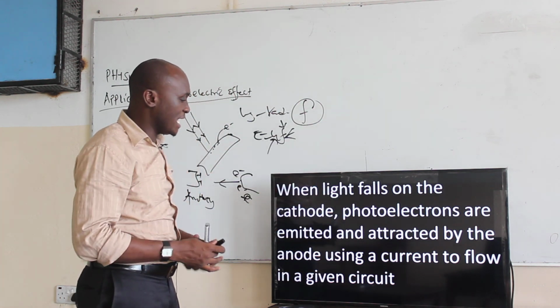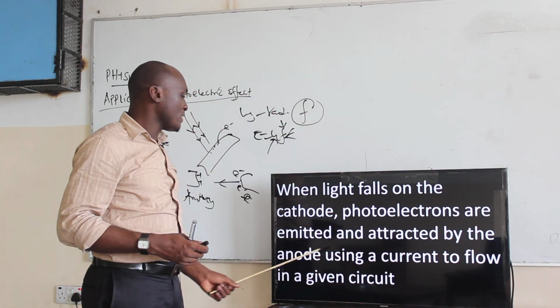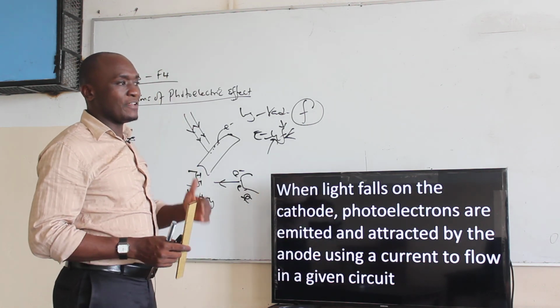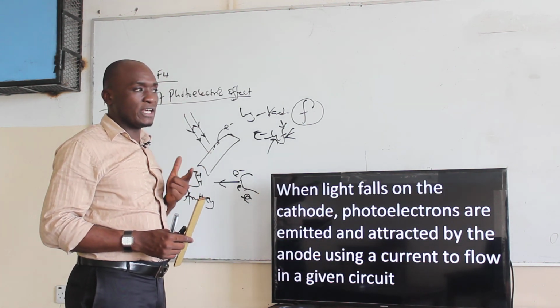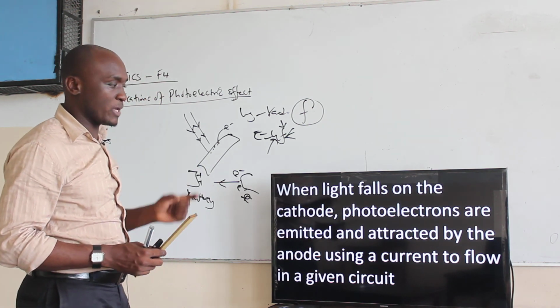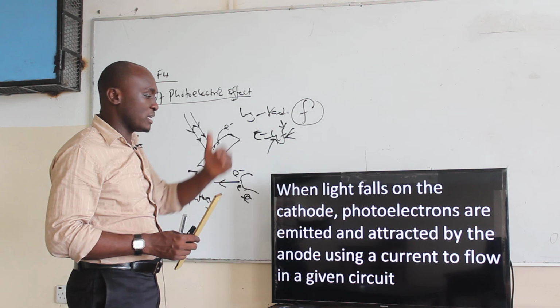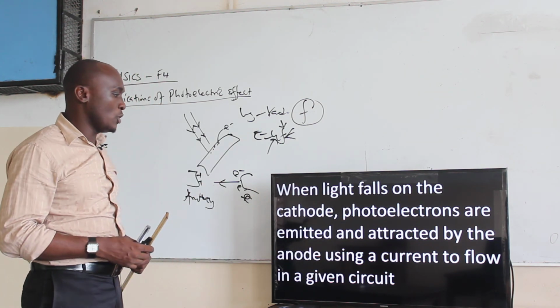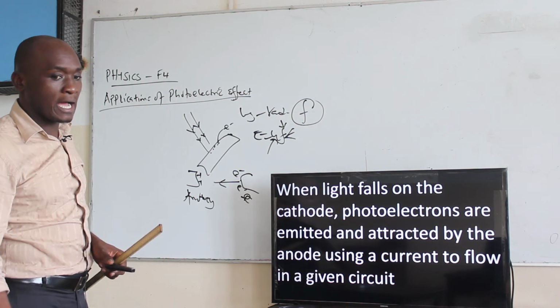That's why we are saying that these ones are attracted by the anode, causing a current to flow in a given circuit. Remember, when you are defining electric current, we are saying that this is electrons in motion. So the movement of electrons is the one that actually forms the current. Now in the next part of our lesson, we are going to proceed and discuss the cell.